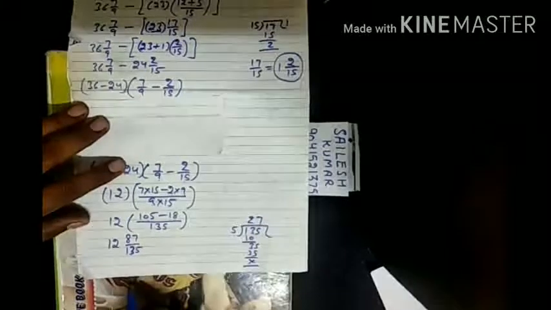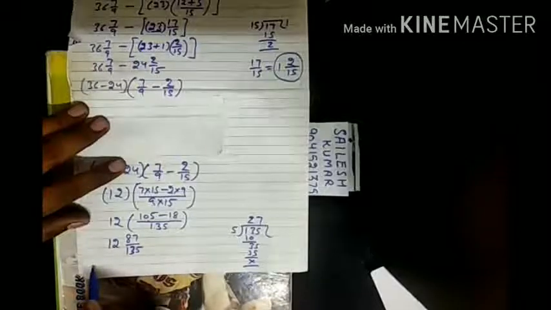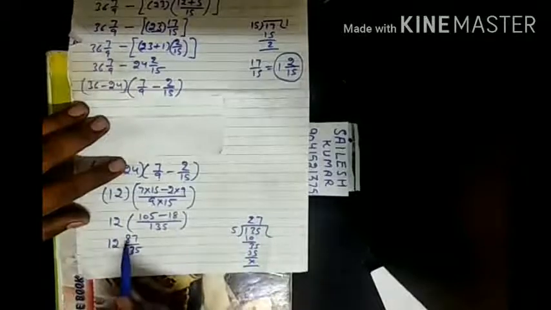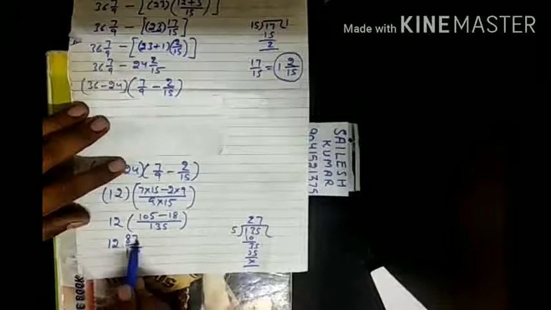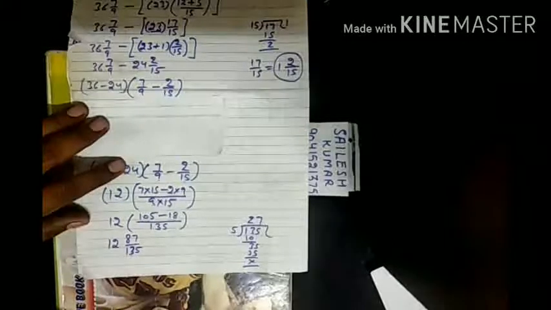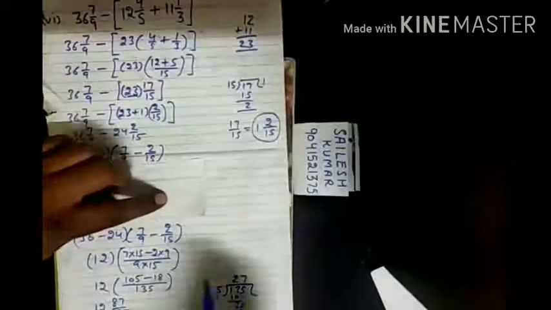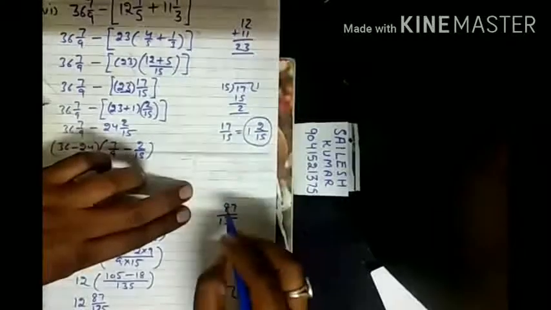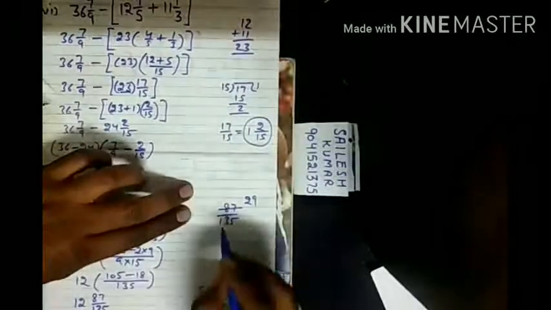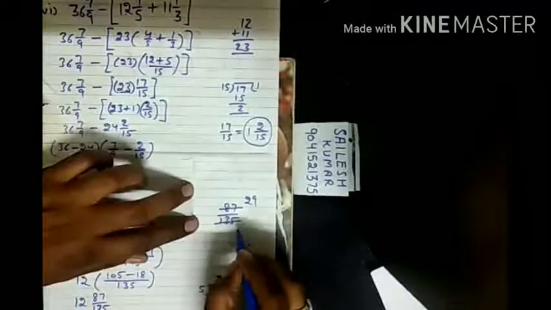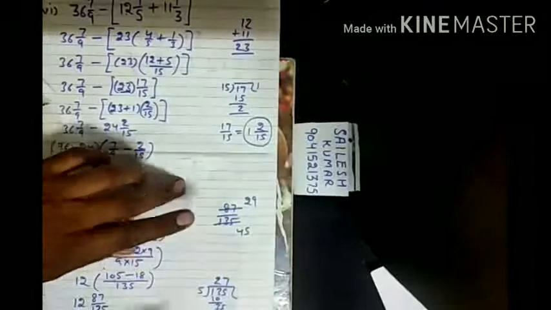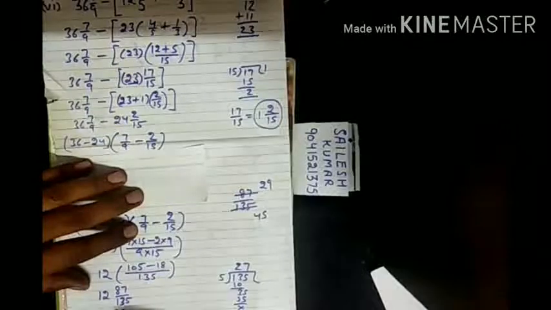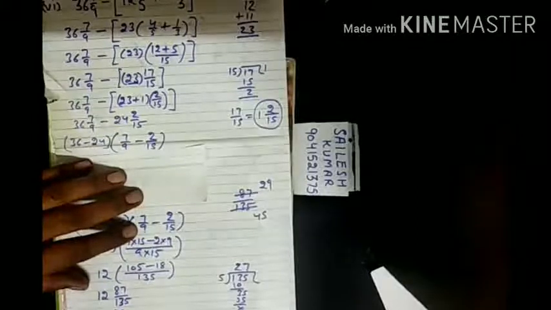And 87, 8 plus 7, that is 15. Therefore, it is also divisible by 3. So here we will divide 87 and 135 by 3. If we divide this, then we will get the answer 29. And if we divide this, then 3 4s are 12 and 3 5s are 15. 29 by 45. Now, my actual answer is 12 and 29 by 45.